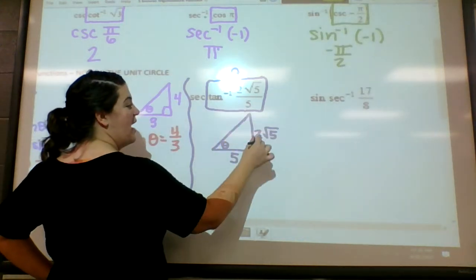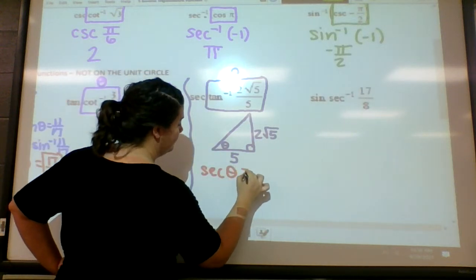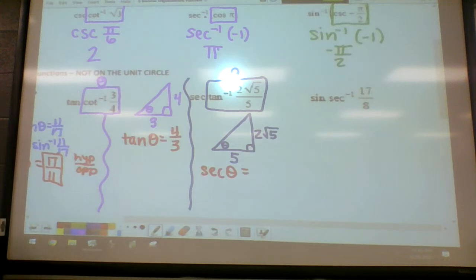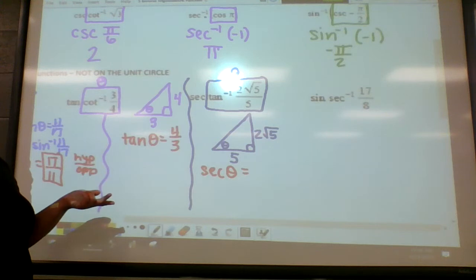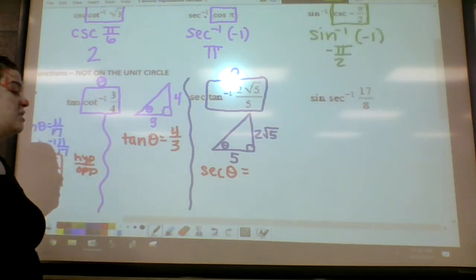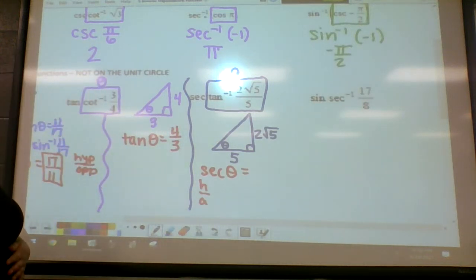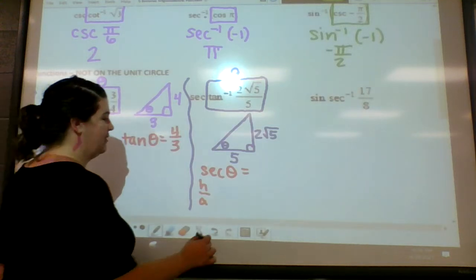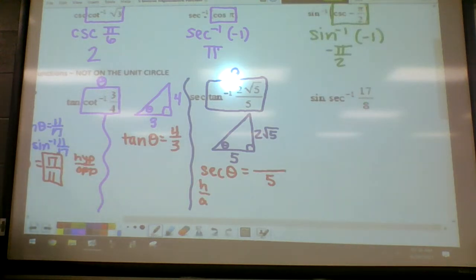And on this triangle, now that we have it set up, we need to find the secant of theta. Secant is the reciprocal of cosine. So cosine is adjacent over hypotenuse, so this would be hypotenuse over adjacent, right? All right, downside: we don't have the hypotenuse, do we? We have the adjacent, it's 5. And so here's where you have to use the Pythagorean theorem.